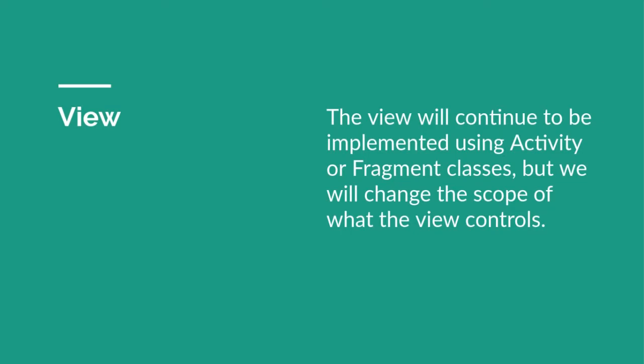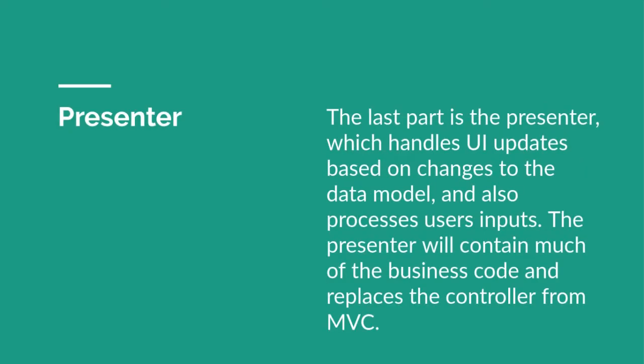The second one is view. This is again the same. Your views are going to be implemented through activity or fragment. I'll talk to you about fragment in a later class in detail. But in the case of view in MVP, we'll change the scope of what the view controls. And the last one is presenter. The presenter handles both UI bits based on changes to the data model and also processes user input. The presenter will contain much of the business logic and replace the controller from MVC.